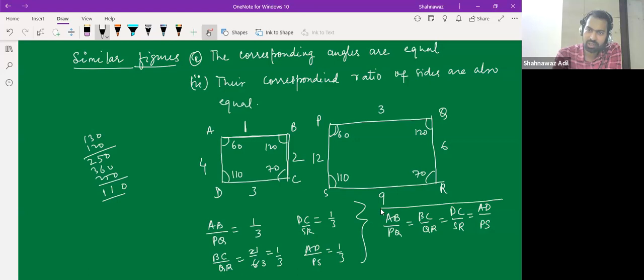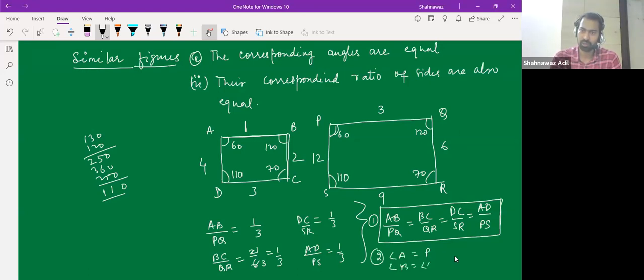So this is the first property of the similar figures. Okay, and the second property is what? That angle A equals angle P, angle B equals angle Q, angle C equals angle R, and angle D equals angle S. So these are the two properties of the similar figure. Understood?